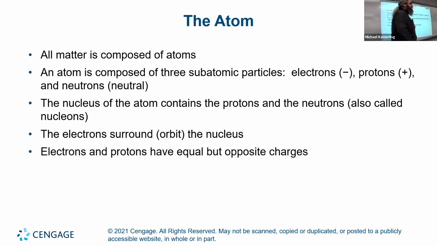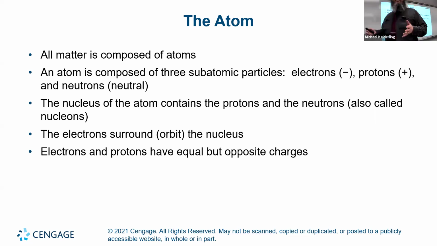So all matter is composed of atoms. And an atom is composed of 3 different types of subatomic particles. There are electrons, protons, and neutrons. Electrons have a negative charge, protons have a positive charge, and neutrons are neutral. And the nucleus of the atom contains all the protons and neutrons, and is tiny compared to the rest of the atom. And the outside of the atom is the electrons.